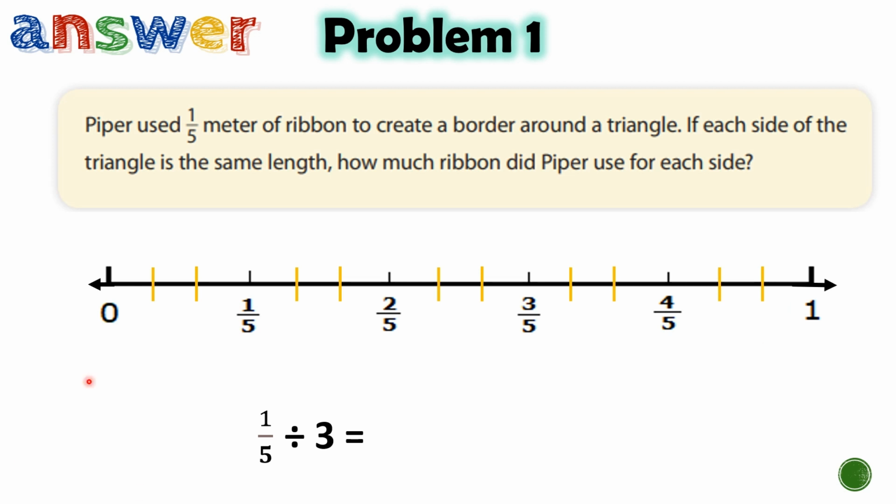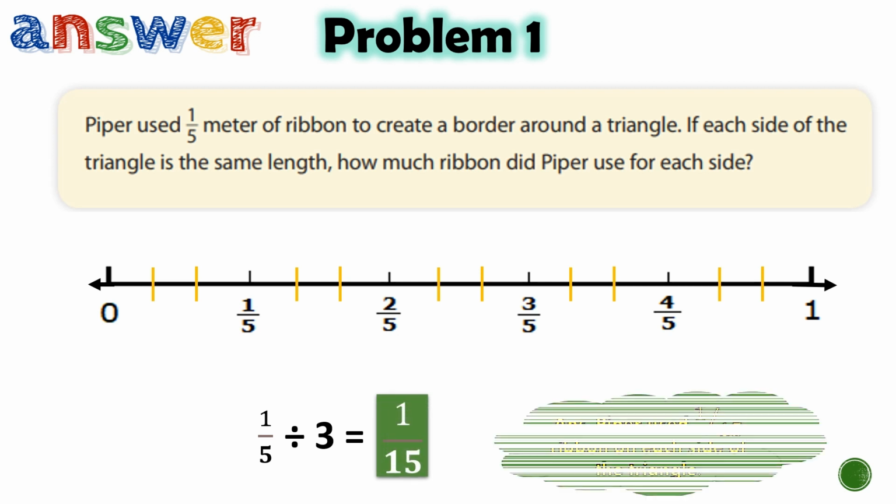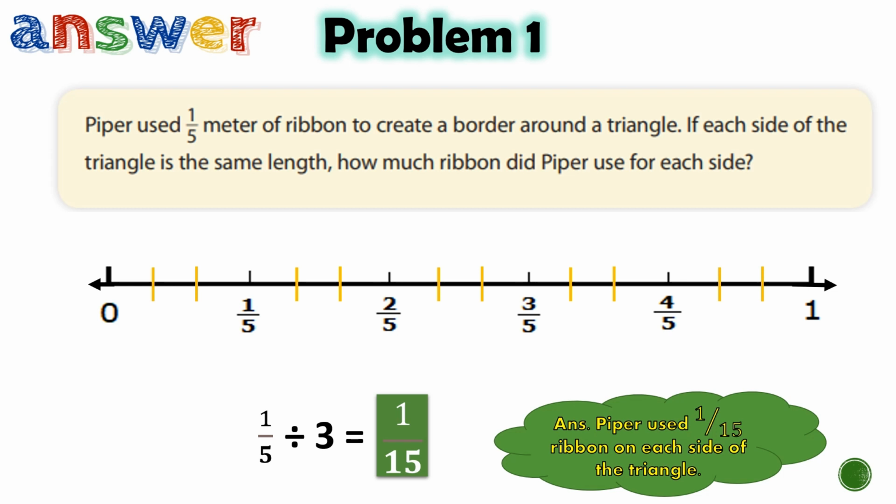But then since Piper basically used 1/5 or just this part for the size of the triangle, we know that this would represent one side of the triangle, this represents another side, and this represents another side. So if we were to answer how much ribbon did Piper use for each side, it would be 1/15 because it's one of the 15 parts that we just created there. So 1/5 divided by 3 would be 1/15. So we can say that Piper used 1/15 meter of ribbon on each side of the triangle.